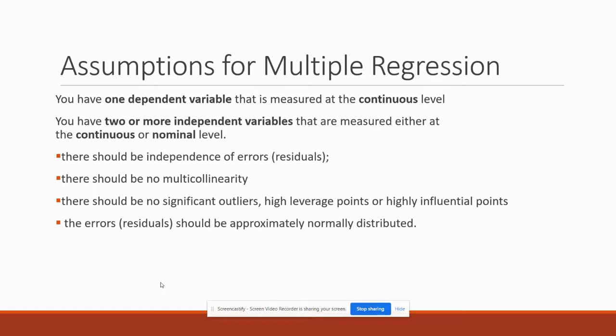So you have assumptions for multiple regression. You have one dependent variable that's measured at a continuous level. Yes, there are different types of regression that handle different kinds of dependent variables, but for this class, we're only going to look at ones that are measured on the continuous level. You can have two or more independent variables that are either measured at the continuous or the nominal level. There should be independence of errors, which are residuals, and we'll go into this. There should be no multicollinearity. There should be no significant outliers, high leverage points, or high influence points. And the errors, which we also call residuals, should be approximately normally distributed.